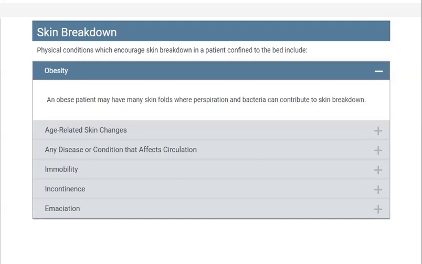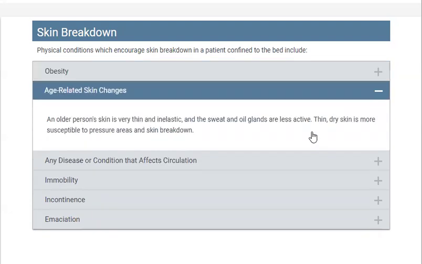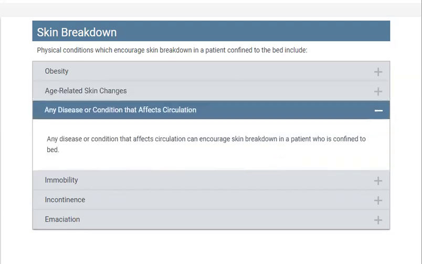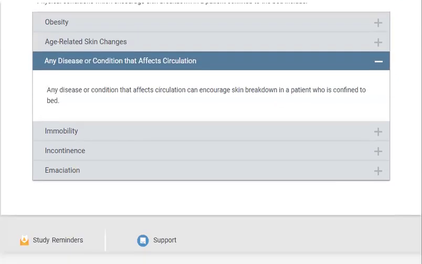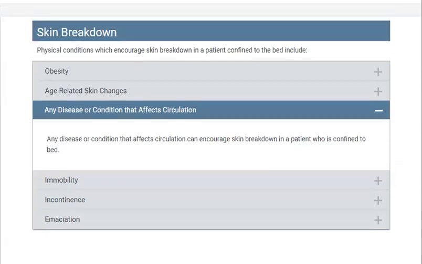An obese patient may have many skin folds where perspiration and bacteria can contribute to skin breakdown. Age-related skin changes. An older person's skin is very thin and inelastic, and the sweat and oil glands are less active. Thin, dry skin is more susceptible to pressure areas and skin breakdown. Any disease or condition that affects circulation can encourage skin breakdown in a patient who is confined to bed.